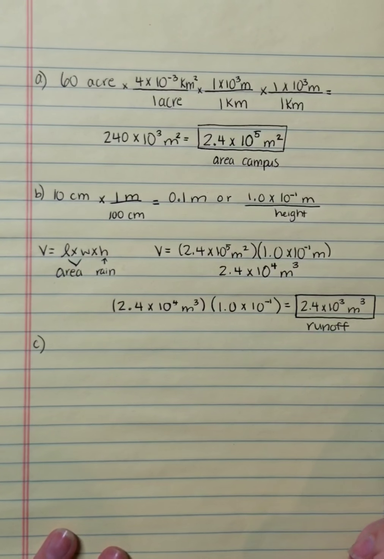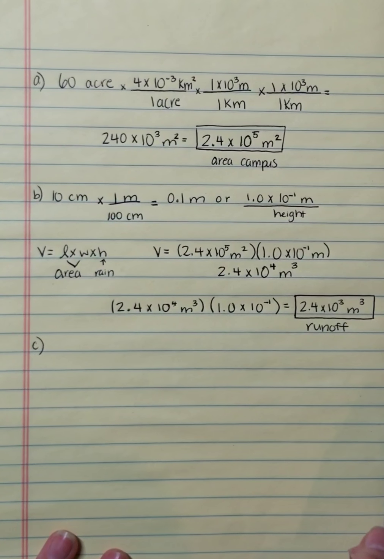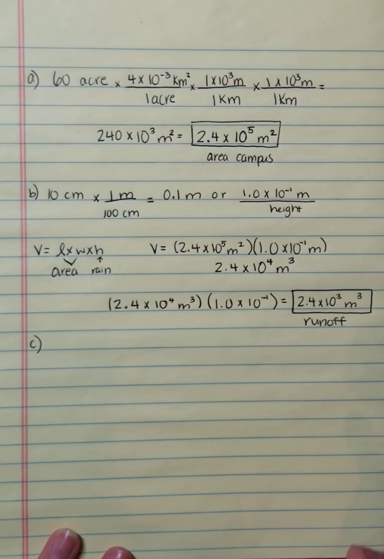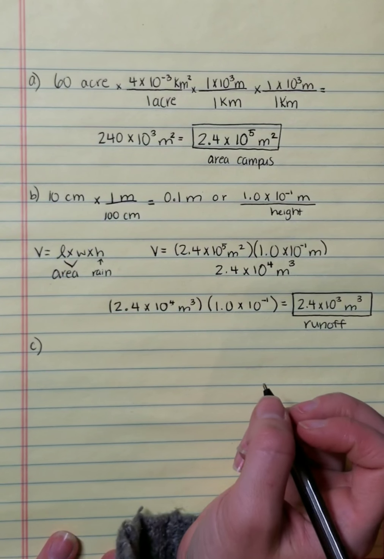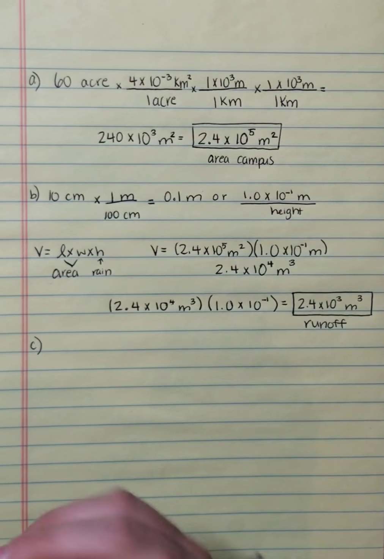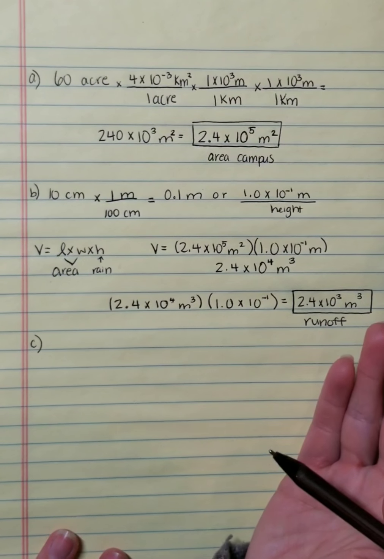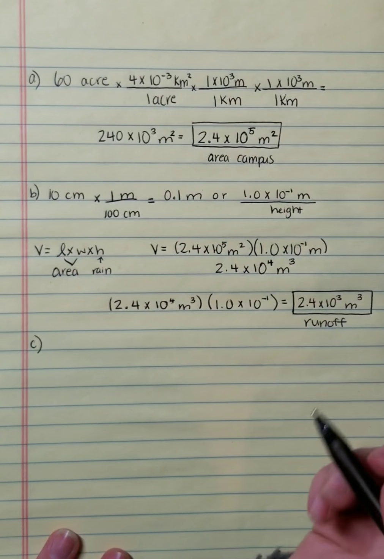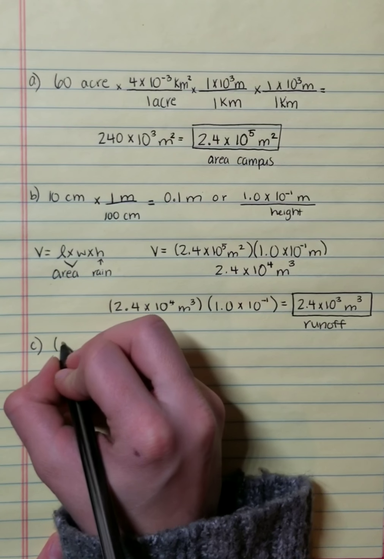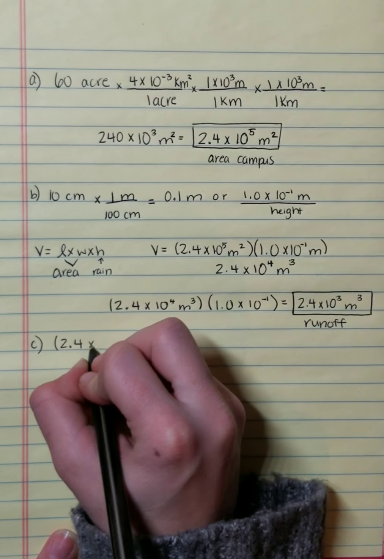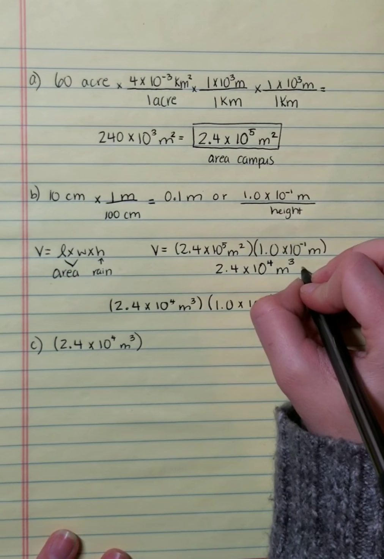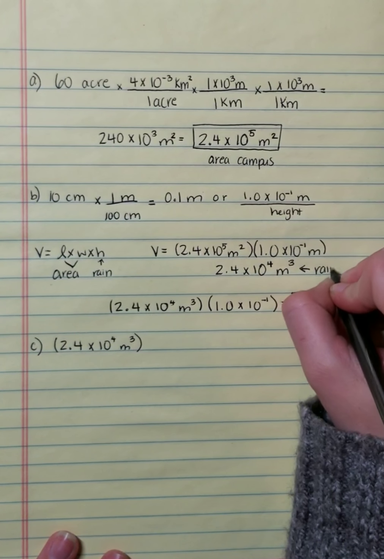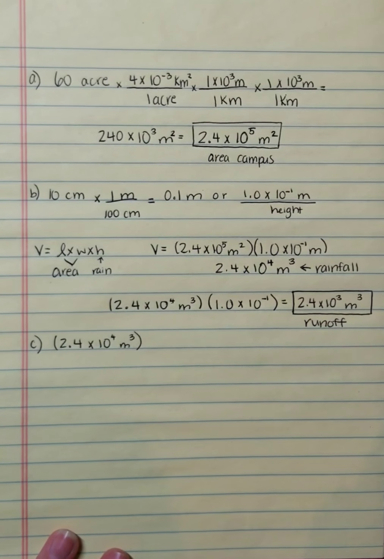C is giving us a very similar problem, but now they're saying post-construction, when the percentage of impermeable surfaces goes to 20%. Nothing else is changing though. The area of the campus is still the same. The amount of rainfall is still the same. Because those things are still the same, that tells us that we can use that 2.4 times 10 to the fourth of rainfall that we got here. That number is not going to change.